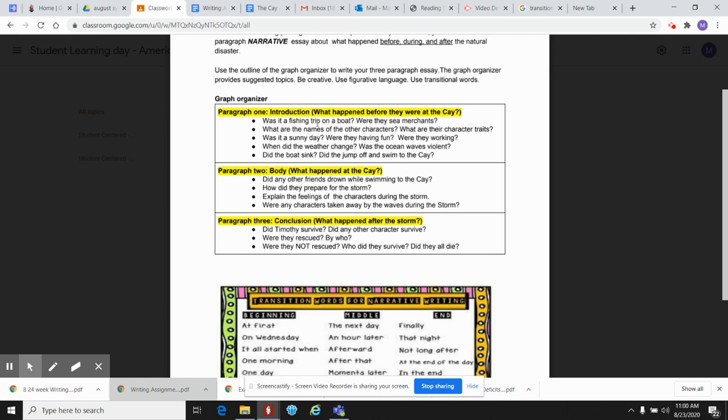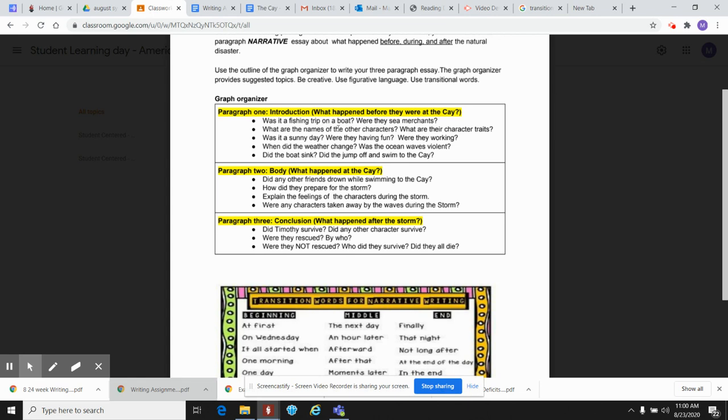Was it a fishing trip on a boat? Or were they sea merchants? You ever seen these massive ships that come into the dock in Savannah? What they're doing is providing all the items that came, let's say the cars or all of the different types of supplies that we get from other countries overseas. They're called sea merchants or merchant marines.